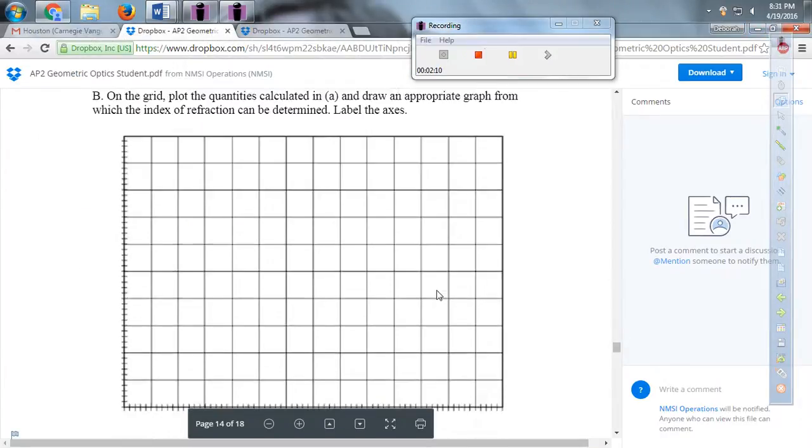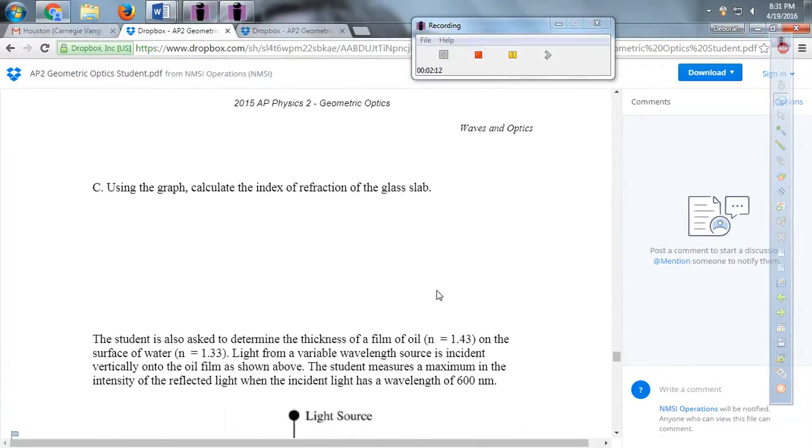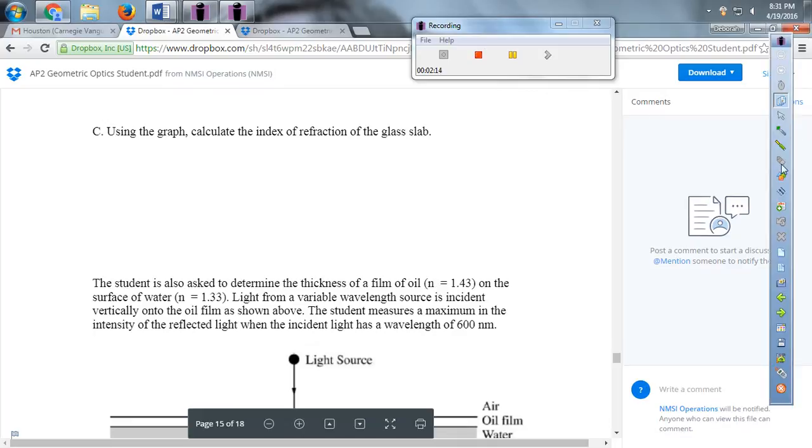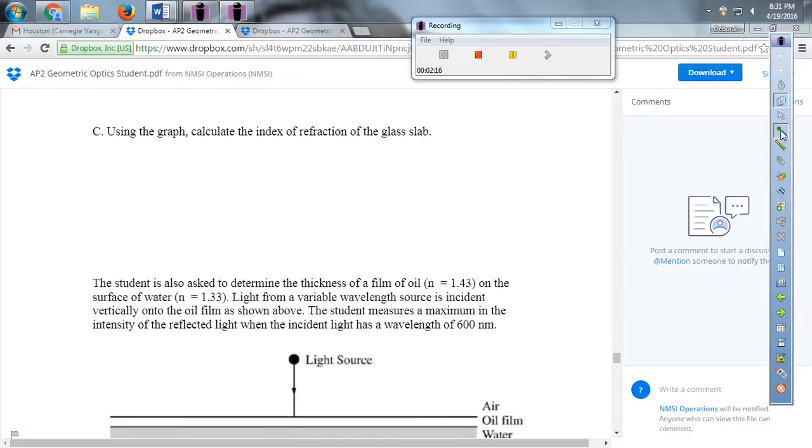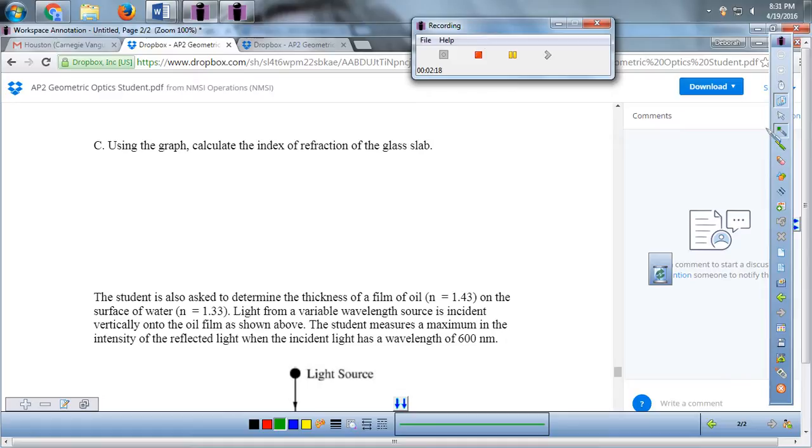So that was our graph, all right. And then it said, using the graph, calculate the index of refraction for the glass slab. So I just drew myself a best fit line. And then I took the slope of that best fit line. I didn't use the points that were in the data table. I actually took the slope of that line. So when I did that, let me find my answer in my work over here.